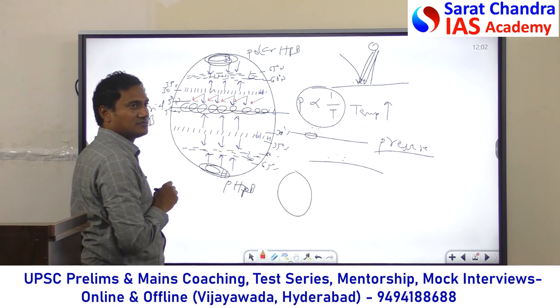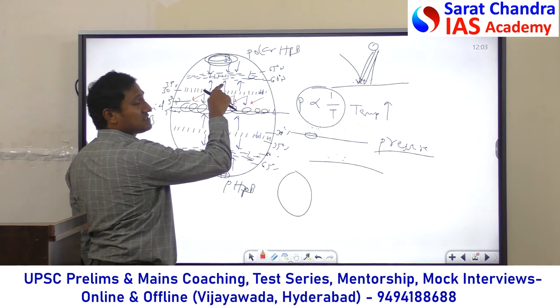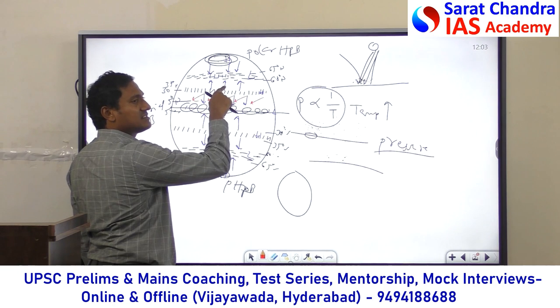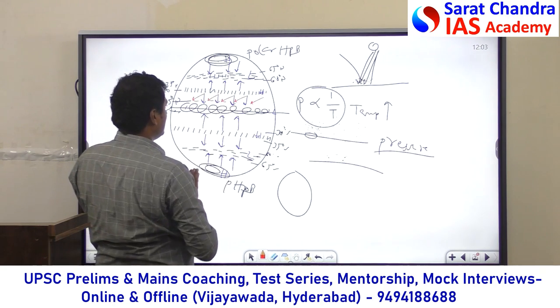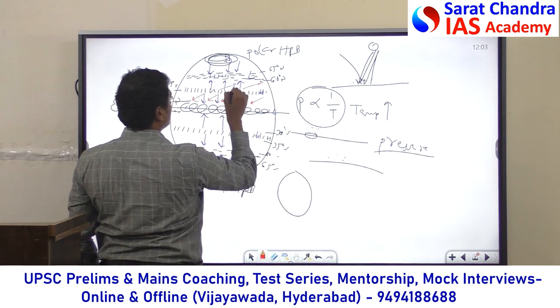Red color. Okay. Now here, these winds will move towards the right hand side. What is the right hand side? Let's say this is a wind. This is a wind, no? Right hand side. So this is the direction of wind.